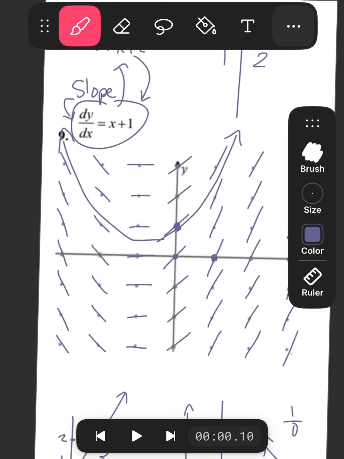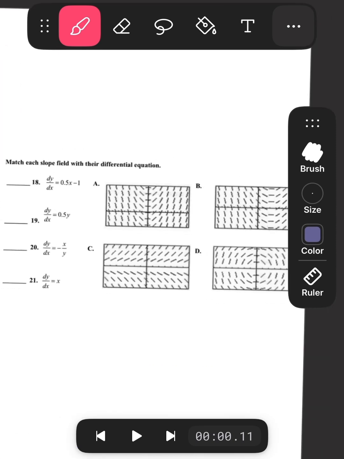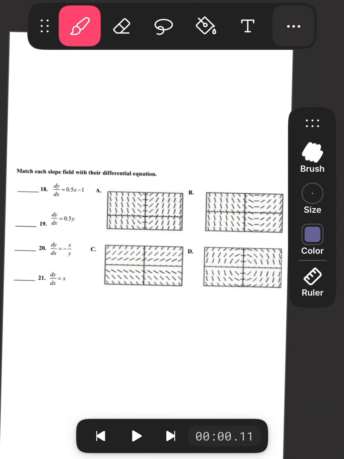Makes a lot of sense, right? Why we would have a quadratic and why it would look like that. Pretty cool. So that's how slope fields work. Let's get into a little bit more practice over here. So one of the most common questions we're going to see is matching slope fields with different options, or sorry, with different equations, matching the differential equation or the slope with the field.